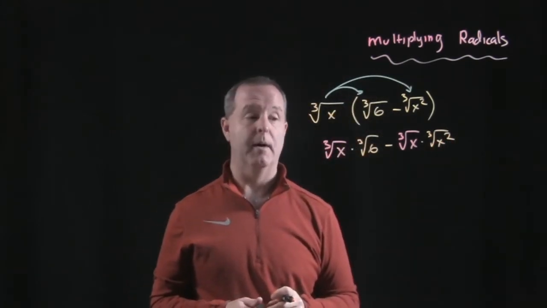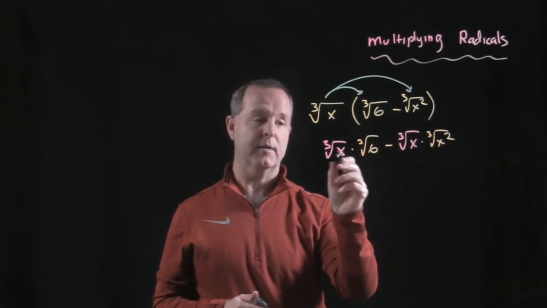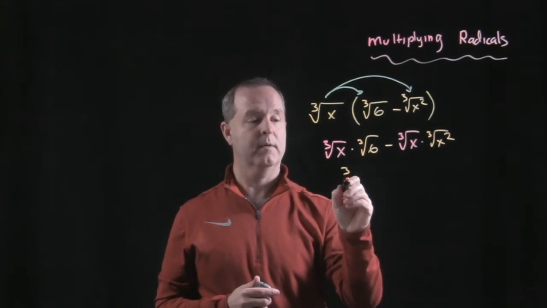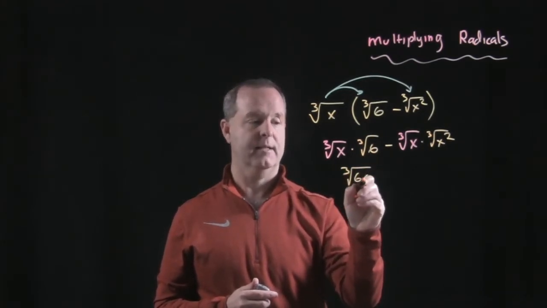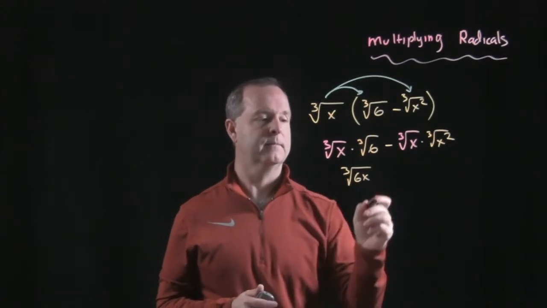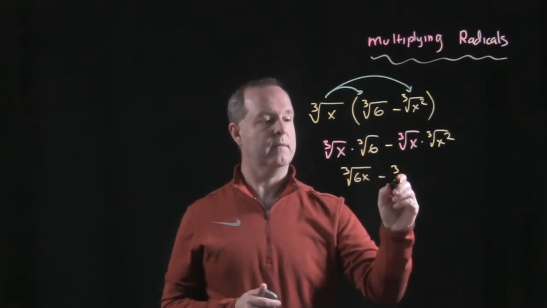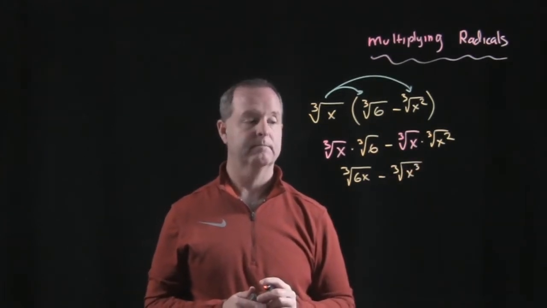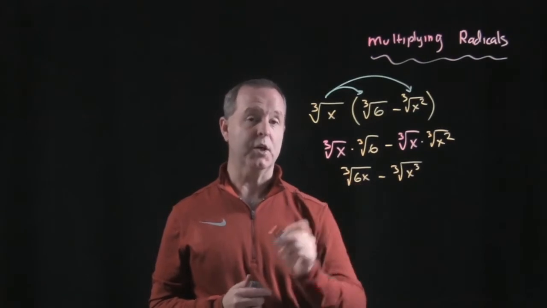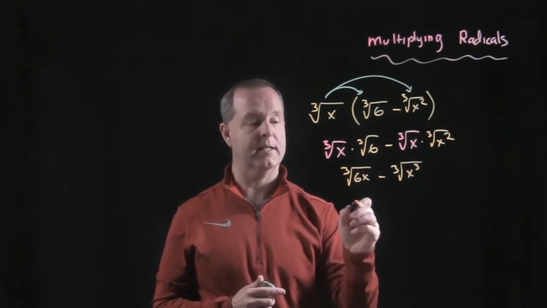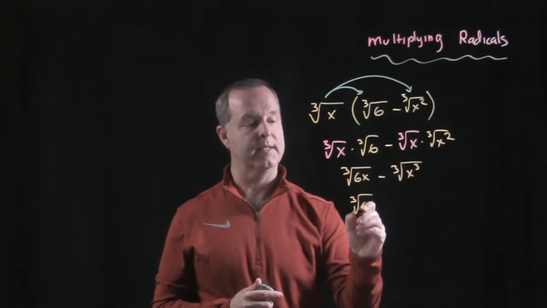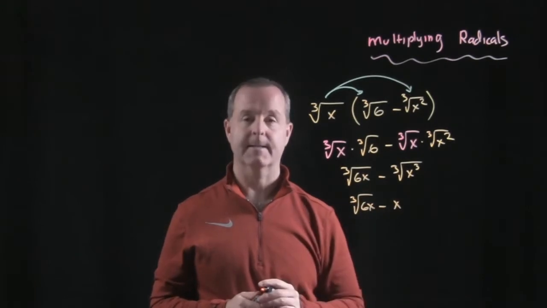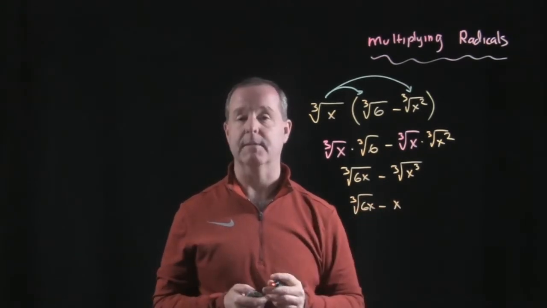From there, let's see if we can combine. We can multiply radicals if they have the same index here. So the cube root of x times the cube root of 6 becomes the cube root of 6x, since I like writing the coefficients first, minus the cube root of x times x squared becomes the cube root of x cubed. From there, are there any perfect cubes I can factor out? The cube root of 6x, there are none. So that remains the cube root of 6x minus the cube root of x cubed, which is x. And now that problem is sufficiently simplified and solved.